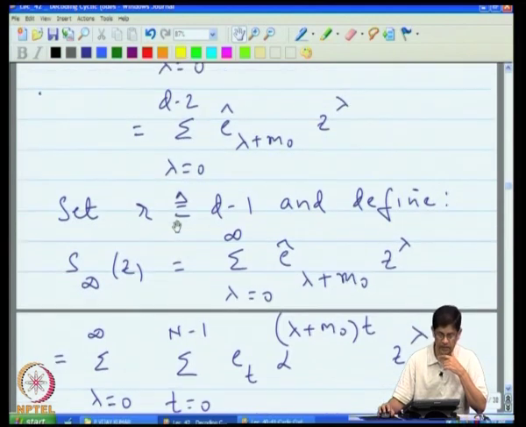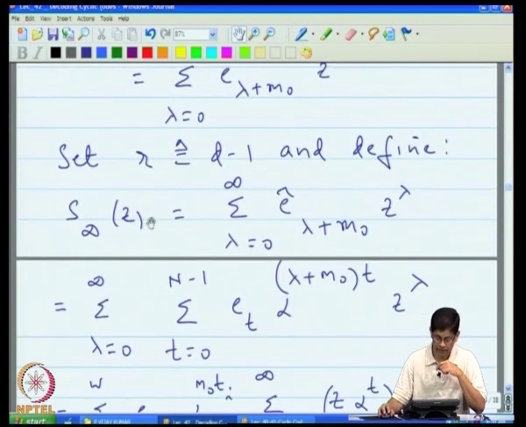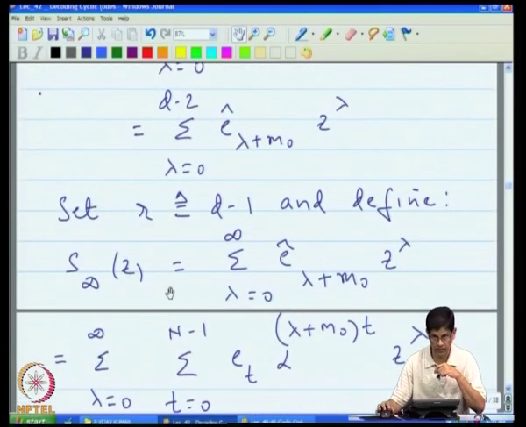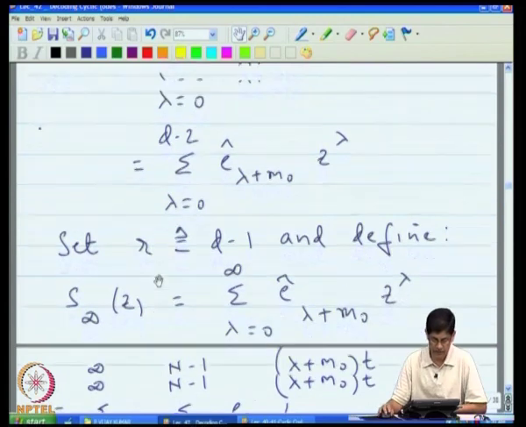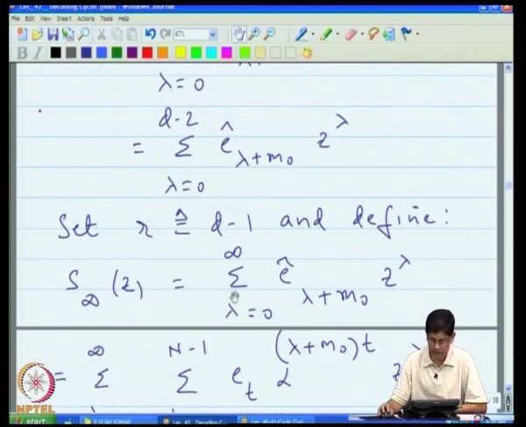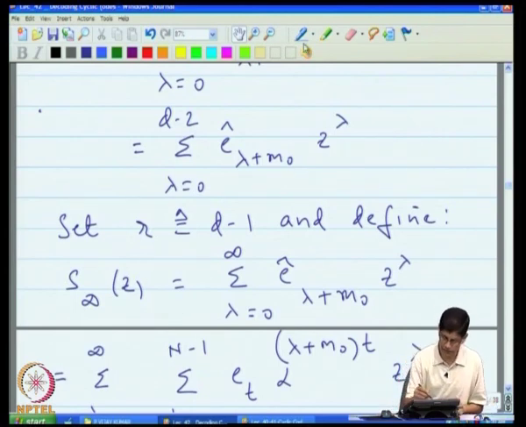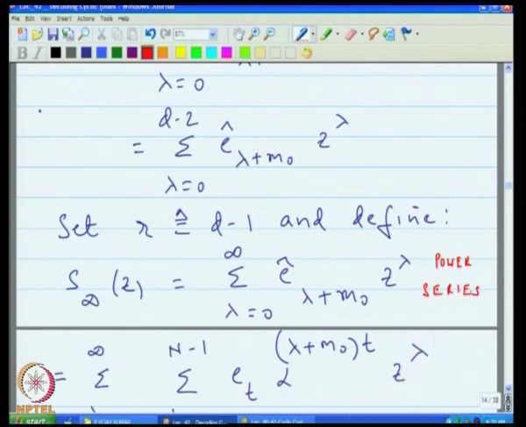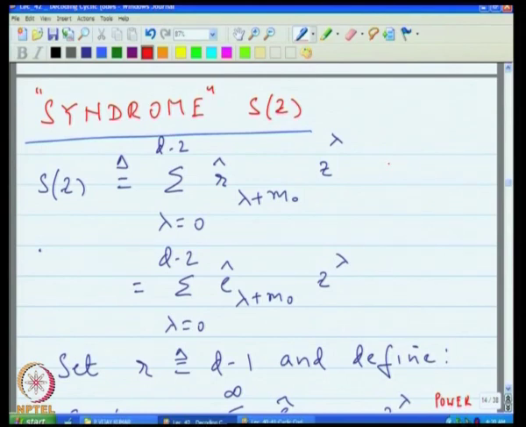Now, it is convenient to set d minus 1 to be r. So, this r has nothing to do with the received signal, it is just a symbol. So, let us define d minus 1 to be r and define S infinity of z. Okay. Now, we already defined S of z. So, this is a different term, S infinity of z, whereas this is a polynomial, S infinity of z is actually a power series. So, it is worth noting that down here. This is actually a formal power series, whereas this thing over here is a polynomial.